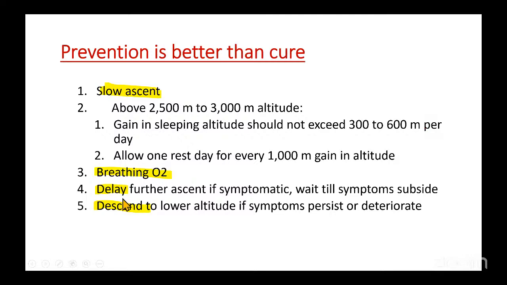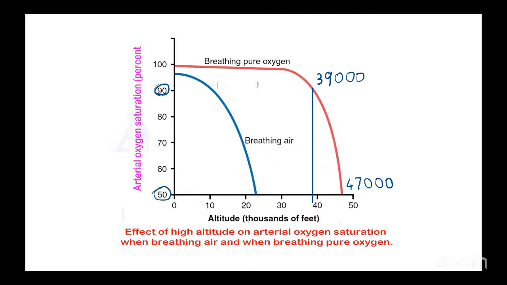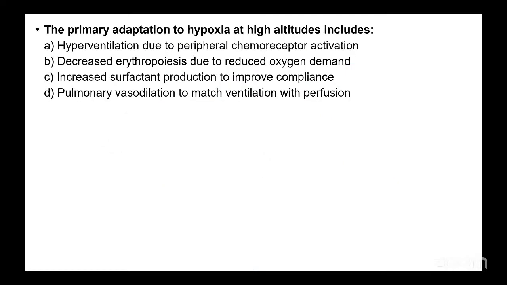If symptomatic, do not go ahead anymore. And as I was showing you earlier, you can descend to a lower altitude. If you cannot descend to a lower altitude, you can use those Gamow bags and increase the pressure to a lower altitude level pressure. So either you go down or you use something to simulate an environment of a lower altitude. So these are the various ways by which you can prevent this. So that is the first essay that we were talking about.